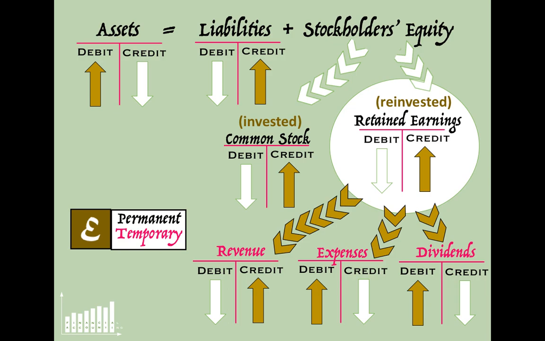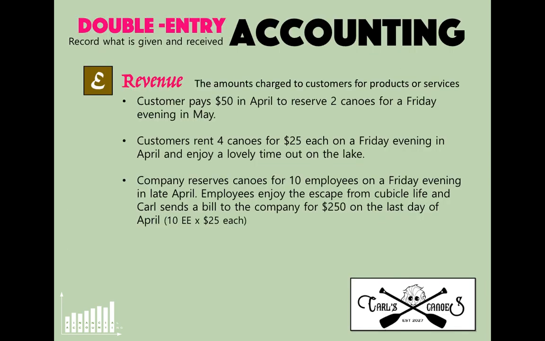Two exceptions. Expenses and dividends are the two exceptions on the right side of our equation that do not follow that general premise. So, the temporary accounts are going to be our focus for this video. We're going to run through a couple scenarios and see if we can determine whether or when revenue should be recorded. Revenue, again, is the amount charged to customers for products or services.